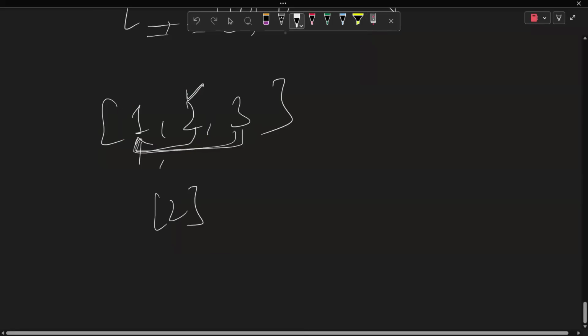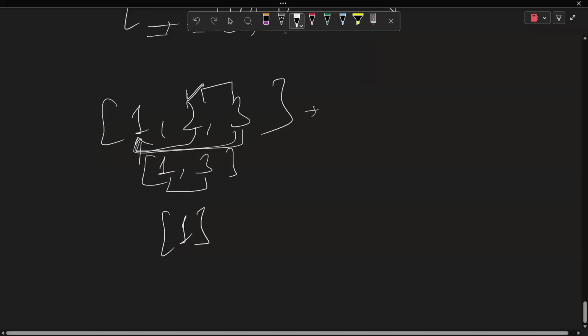Among 1, 2, my median is 1. I replace it with 1, so my array is reduced to 1, 3. Then my only option is to apply the operation on this, and the array is reduced to 1. Job done. The other way around was to pick these two.